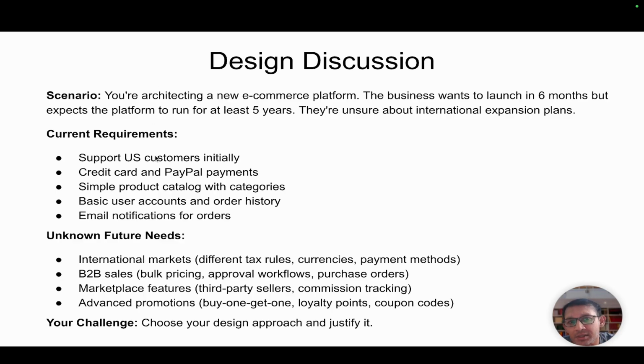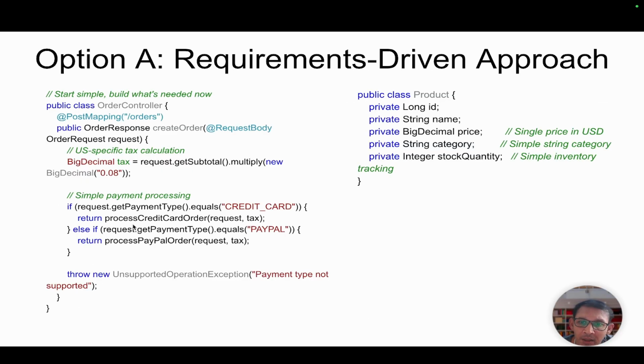Now, I want you to consider two different code approaches and think about which you would choose. Option A follows the requirements driven approach. You start with a simple order controller that handles US specific tax calculations by multiplying the subtotal by 8%. Payment processing checks if the payment type is credit card or PayPal and calls the appropriate method. Your product model has simple fields: ID, name, price in USD, category string, and an integer stock quantity.